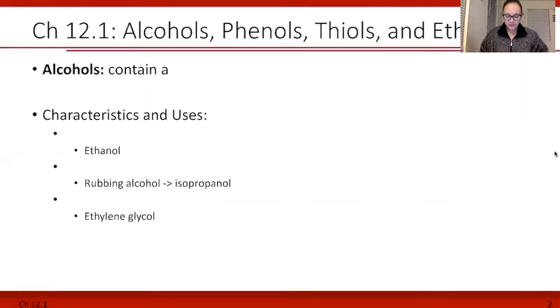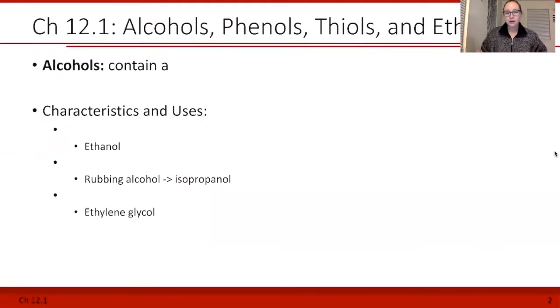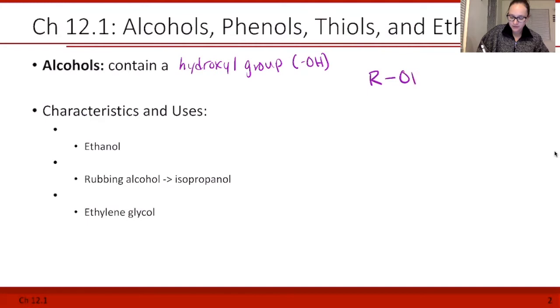So the first thing we're going to talk about is what alcohols are. Alcohols contain a hydroxyl group. This should be a little bit of a review because we talked about our functional groups, I think a week and a half ago or so. So alcohols contain a hydroxyl group. They look like ROH, R meaning the rest of the molecule, and you have an OH at the end.